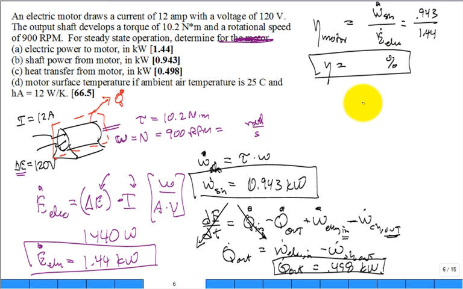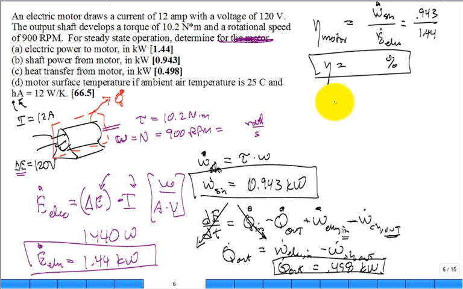All right. Part D, what is the motor surface temperature if the ambient air is 25 degrees C and HA is 12 watts per Kelvin? What is A in this HA product? Area. What is the name of H in that HA product? Convection heat transfer coefficient. So they're giving you the convection heat transfer coefficient.